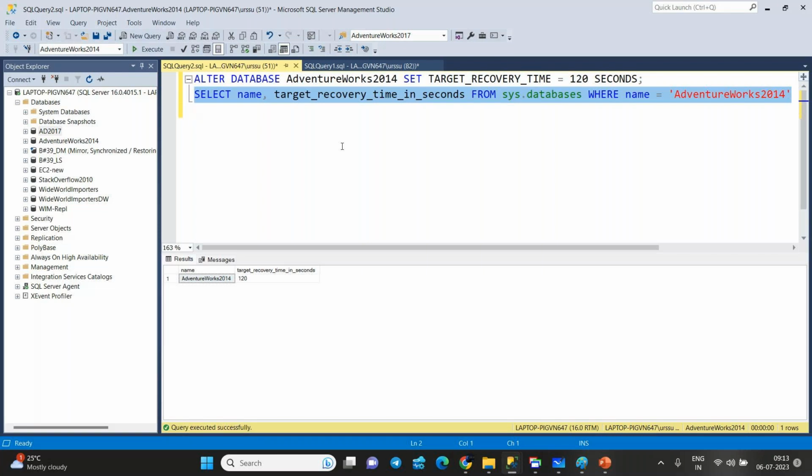Indirect checkpoint is introduced in SQL Server 2012. If I wanted to change the interval time for my specific database, forget about automatic checkpoint, all that stuff. For my database, I can use the indirect checkpoint concept. I will come back to this concept, indirect checkpoint, especially when we are discussing log file troubleshooting.